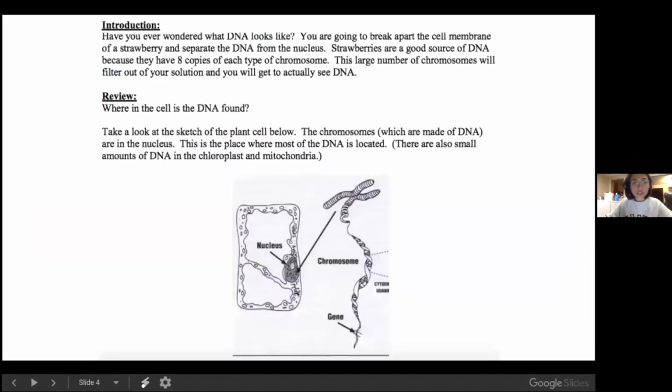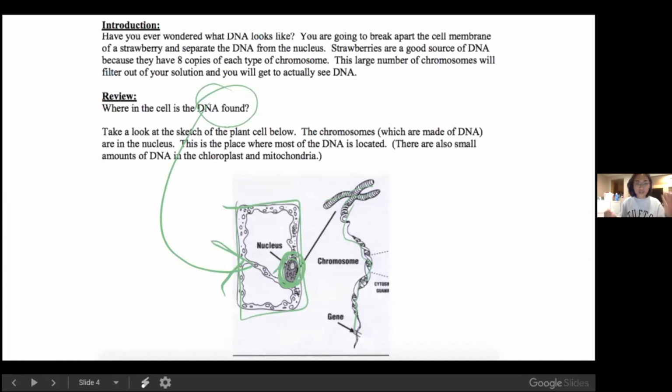The point of the video was for us to realize what DNA looks like and where it's found. So what we did with the strawberries was we broke apart the cell walls of the plants, and then we further broke down the nucleus with that isopropyl alcohol. Because we were able to do that, we were able to extract all that DNA. That stringy, gooey stuff that came out was the DNA.